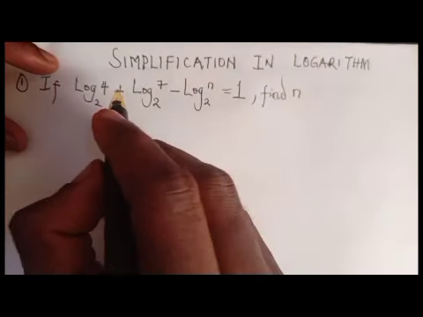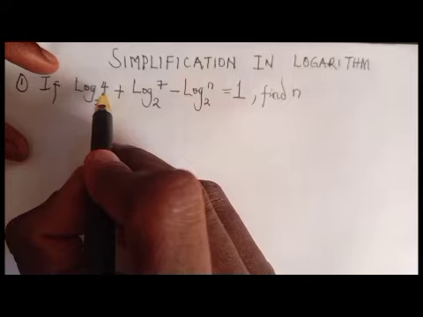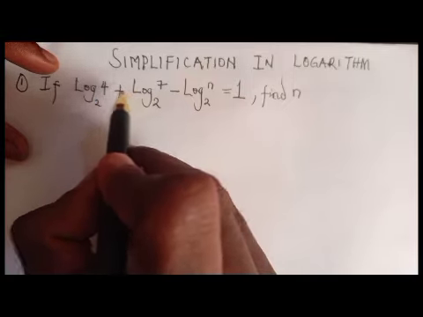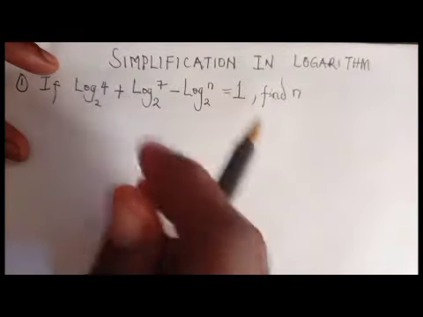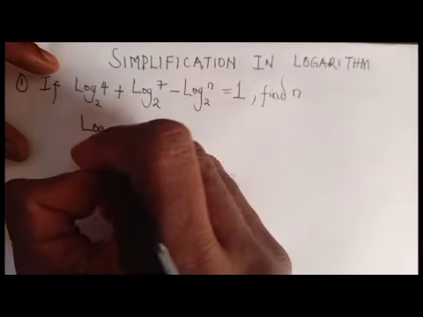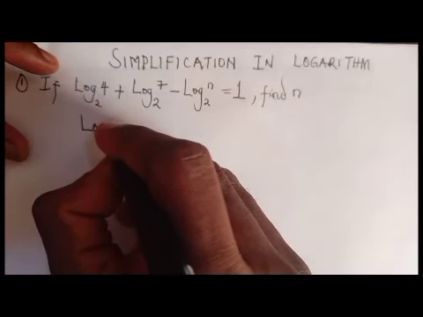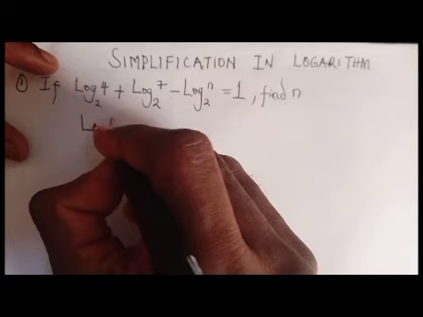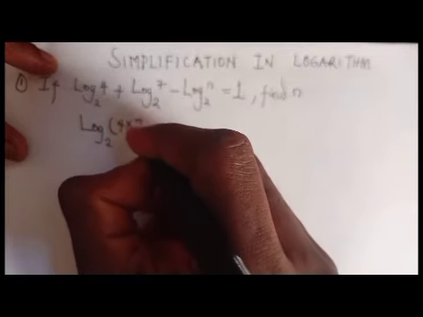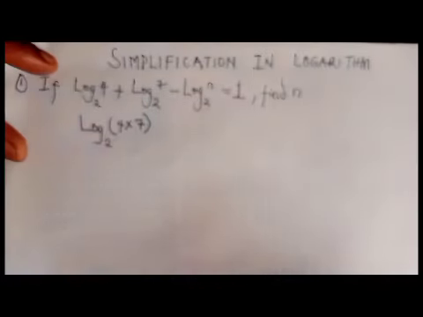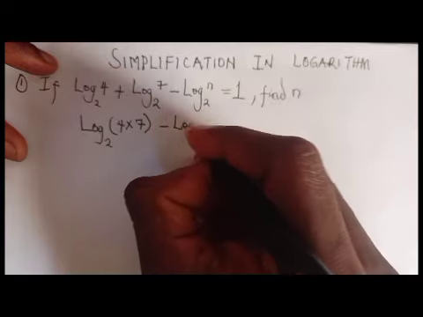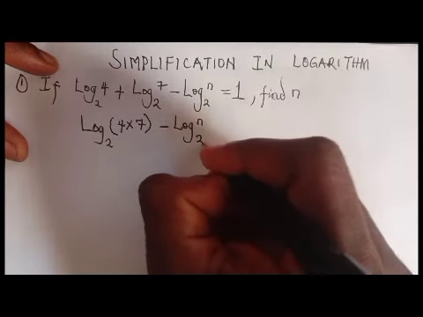So we remember that one of the laws has it that when you have addition of separate logs to the same base, you can pick them and take the product together. So it simply means that this is going to be log base 2 of 4 multiplied by 7. So this is it. Then we have minus log n.